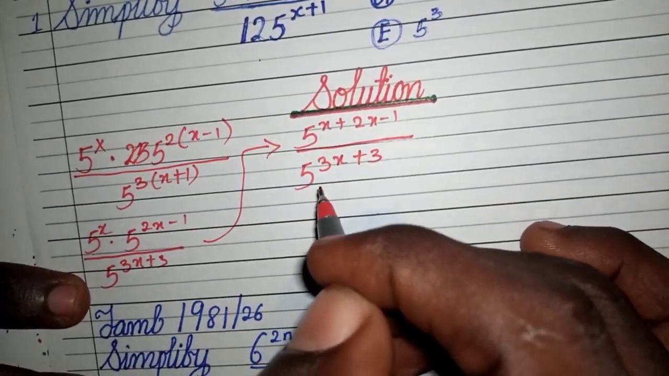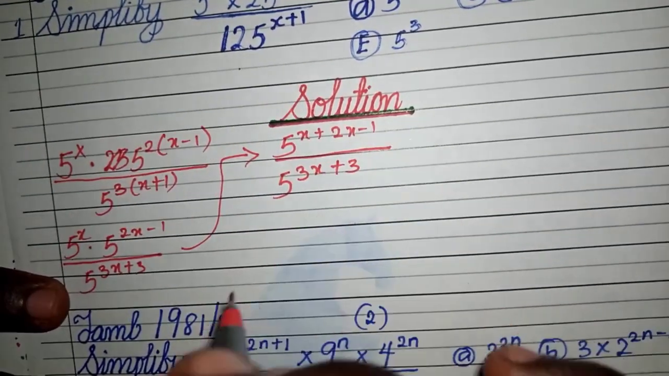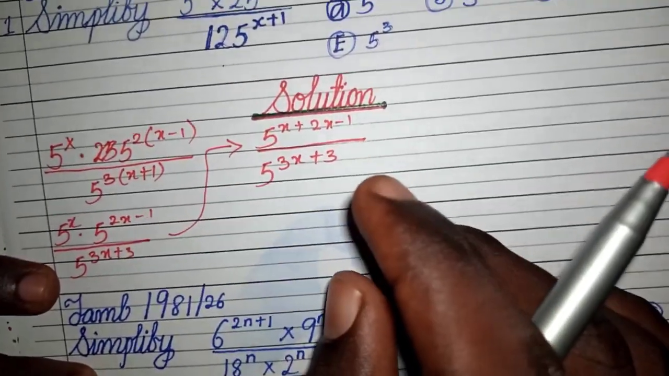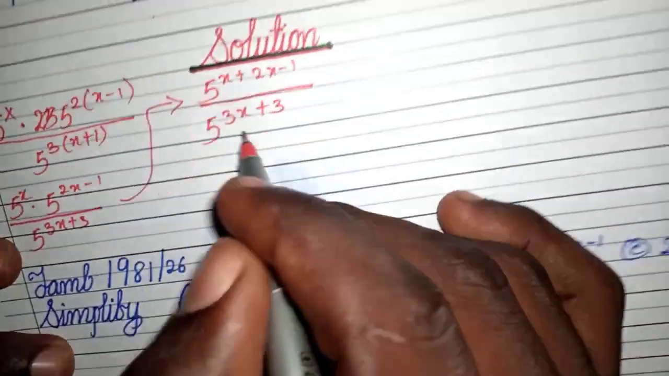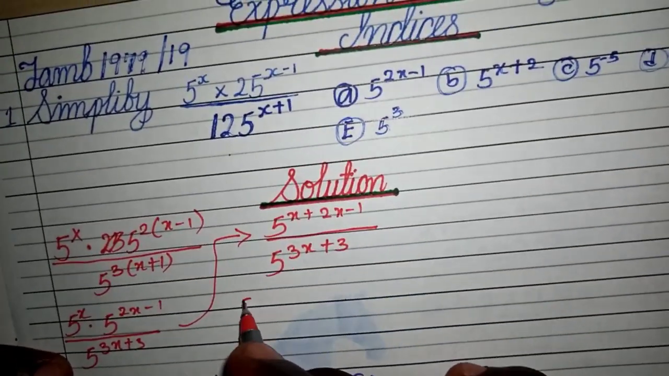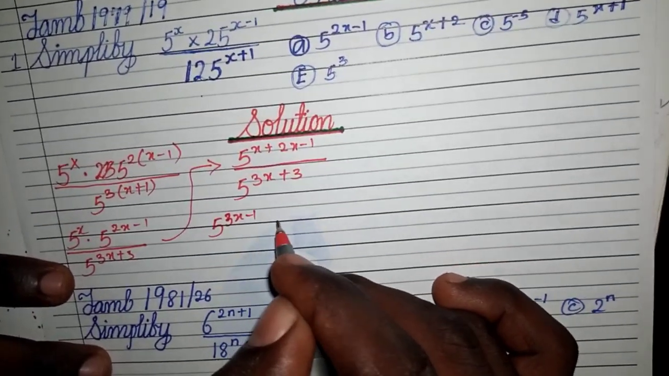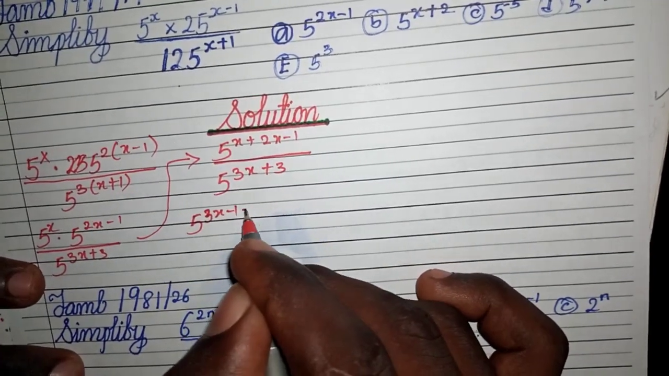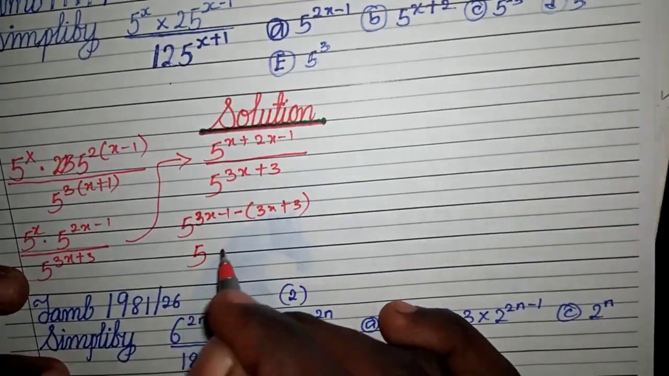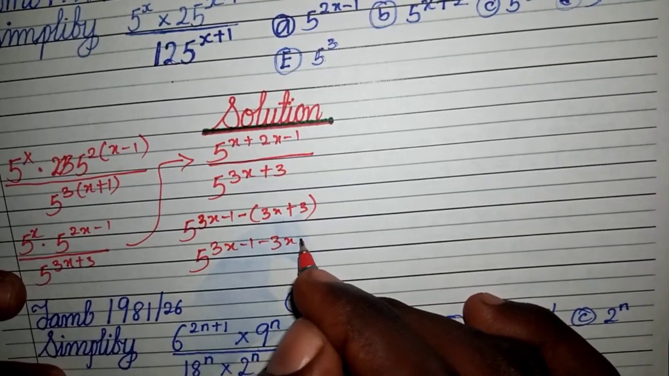If you don't understand this law, you can kindly check the description box below. You see the links to the former class there, where we talk about the laws of indices. So I have to apply the second law, which is the division law. So I will have 5 to the power of 3x minus 1 minus 3x plus 3.